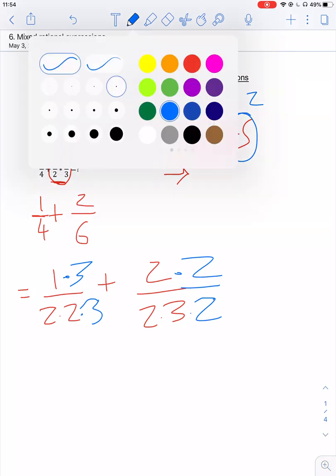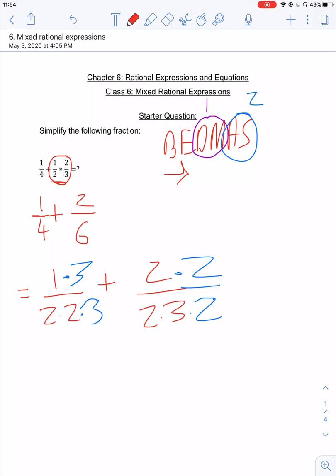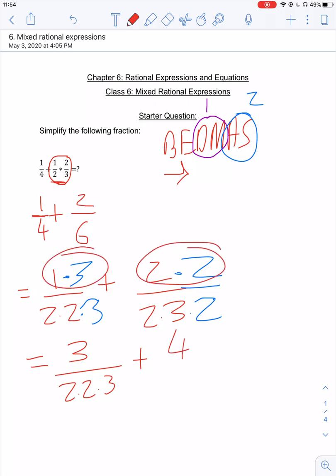The next step is, once you have the same denominator, you have to multiply your numerators. So 3 times 1 is just 3. And the bottom, you have 2 times 2 times 3. For this one, 2 times 2 is actually 4. Again, you'll have to multiply this out, because there's no way you can add these numbers as they currently stand. You'll have to multiply them out, and then combine like terms.